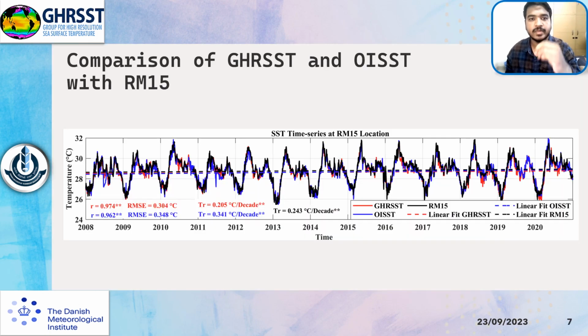So here we have compared GHRSST and OSST with the Rama buoy present at 15 north, which we are calling RM15, and we have observed excellent performance of OSST and GHRSST against the Rama buoy, as RMSEs are very low and correlations are very high. Also, the trends captured by all these datasets are more or less similar in all the three cases.